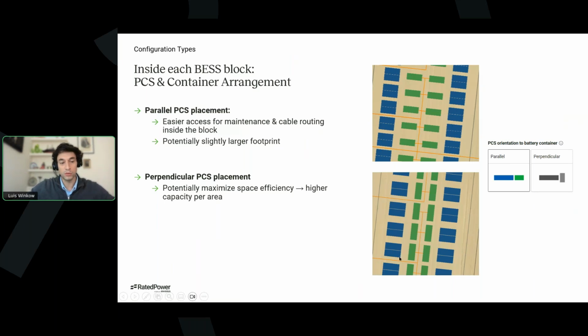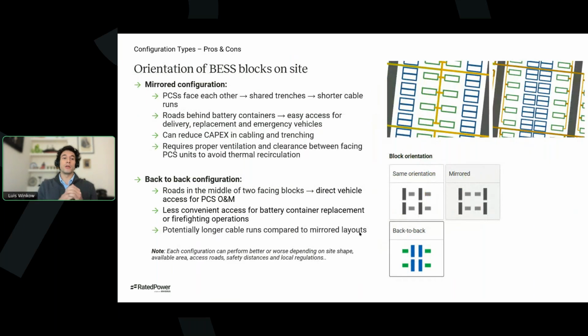The next one, perpendicular PCS placement, can potentially maximize space efficiency. If we maximize our space efficiency, we can maybe get a higher capacity inside our area. But this also depends on the site and on the different batteries that we're using, just as a little overview. Next point would be orientation, in this case not inside of each battery block, which consists of container and PCS, but general, from the whole layout. So we have here different options. For example, you see we have same orientation, mirrored and back-to-back.